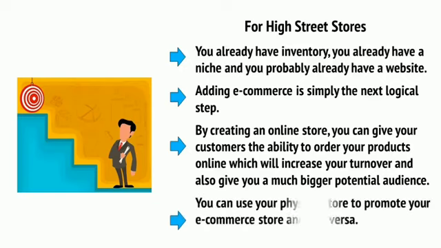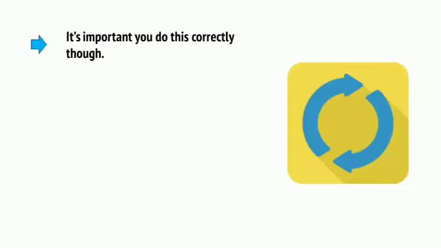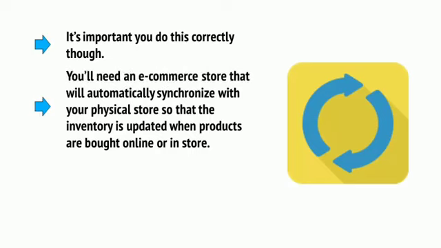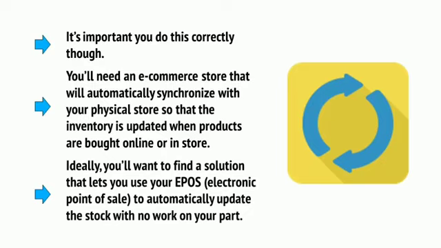What's more is that you can use your physical store to promote your e-commerce store and vice versa. It's important that you do this correctly though. You'll need an e-commerce store that will automatically synchronize with your physical store so that the inventory is updated when products are bought online or in store. Ideally, you want to find a solution that lets you use your EPOS, your electronic point of sale, to automatically update the stock with no work on your part.